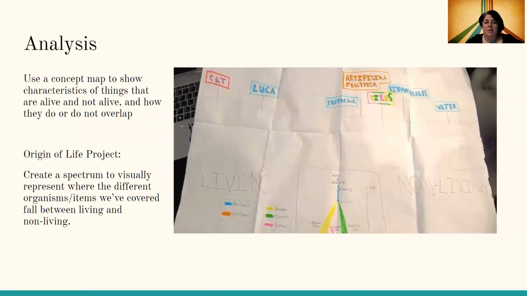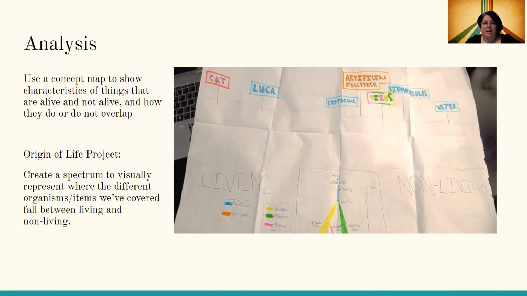A next step would be something like analysis. So we have these 3 different texts. So something they could do is use a concept map to show things like what's the overlap and differentiation between characteristics of things that are living and things that are non-living.